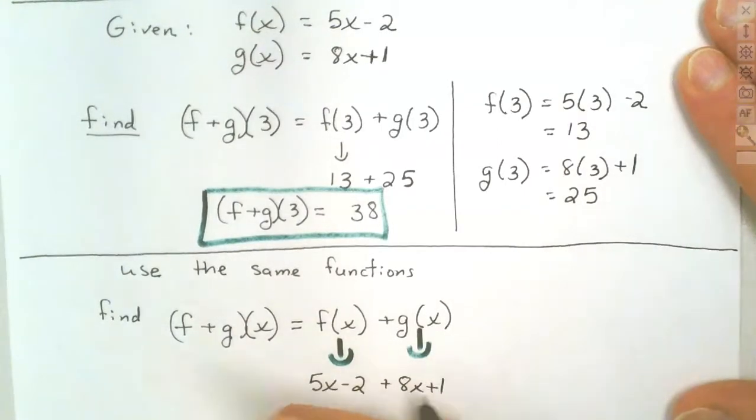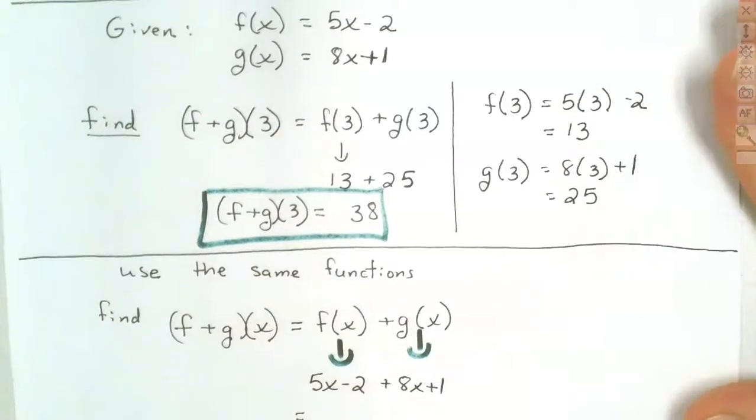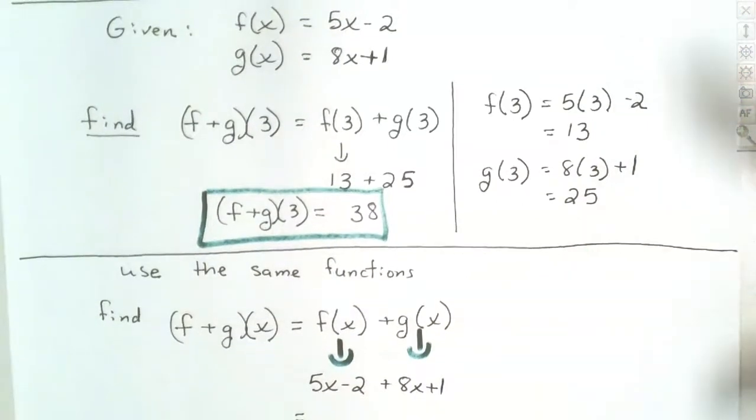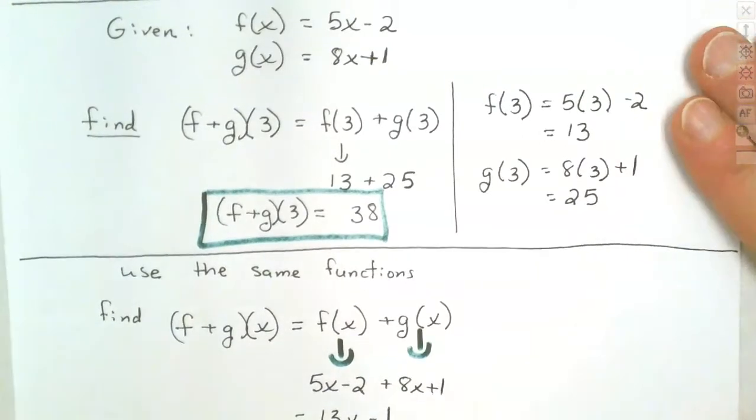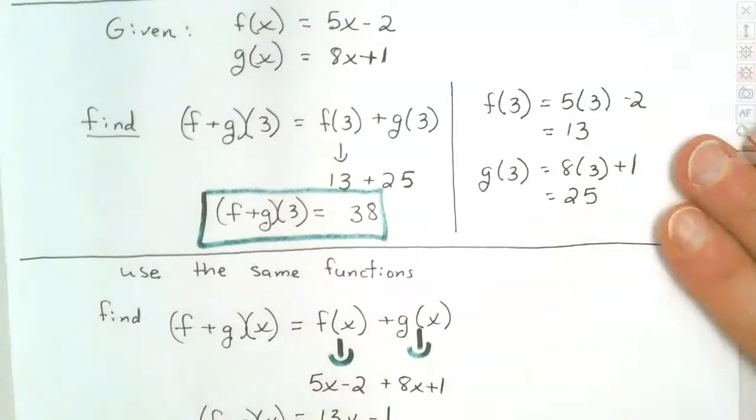And now we can combine these together like we would any other expression. 5x and 8x makes it 13x. Minus 2 plus 1 makes it minus 1. So that is f plus g of x.